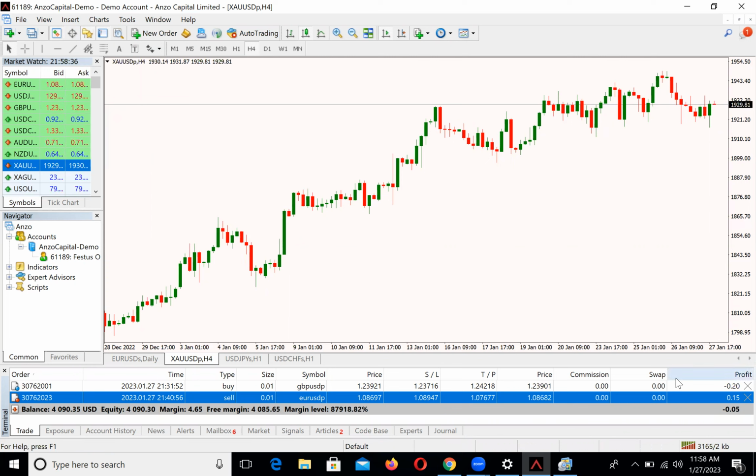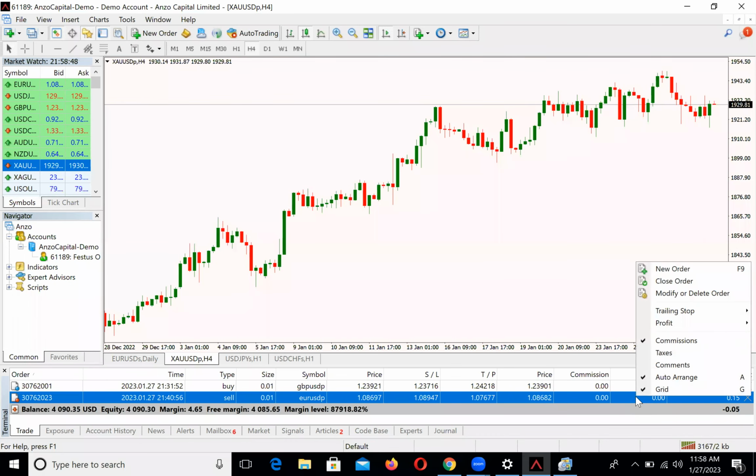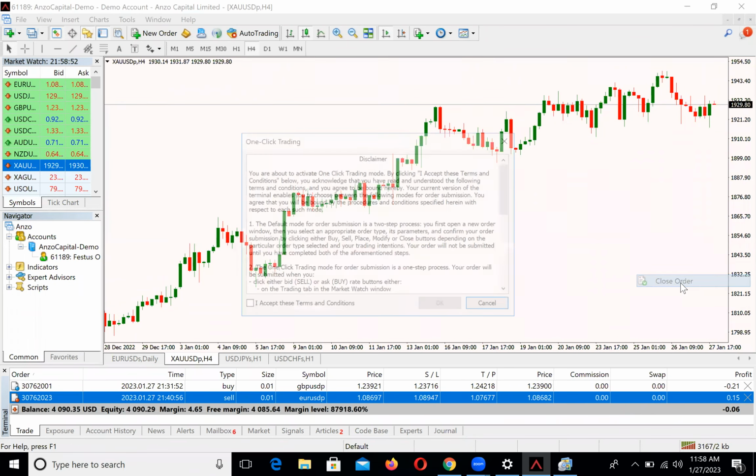All right, so these are running trades. Let's close our trade. One of our trades is in plus 15, another one is minus 20. We're currently in a loss of minus 0.5. Okay, so when you close your trade, you just right click, close order, boom.